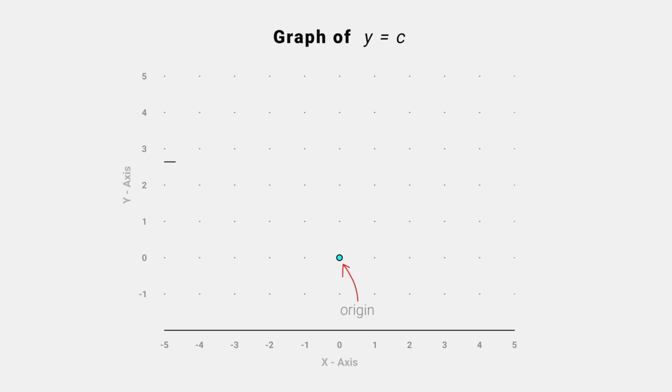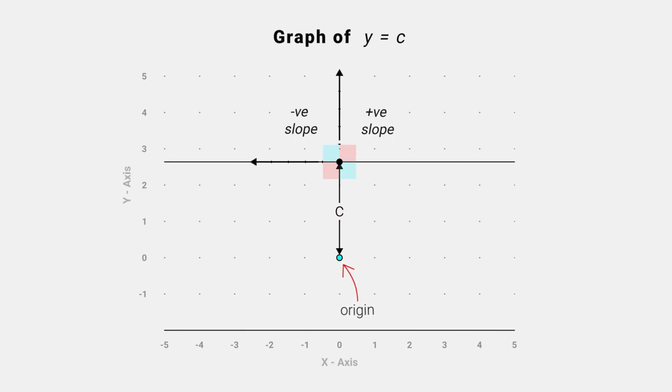When y equal to c, then this equation represents a straight line at a distance c from the origin and parallel to x-axis, because slope of this equation is 0.